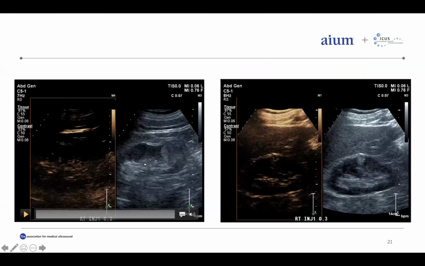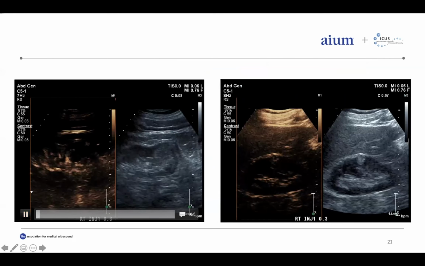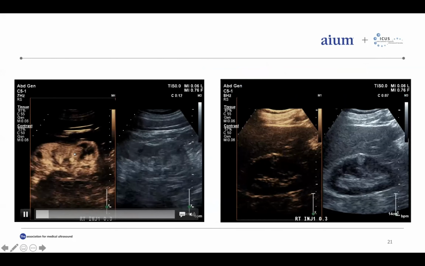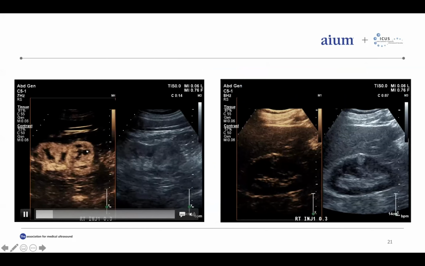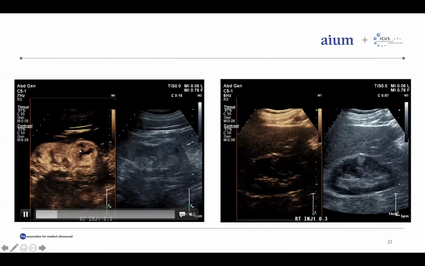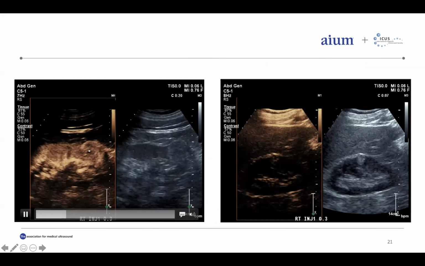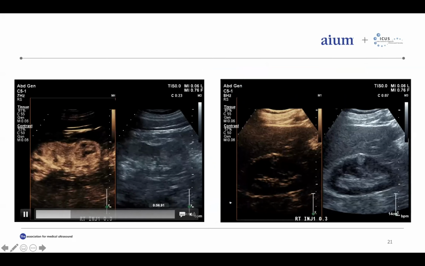And I'll just show you some. So here is an echogenic mass, and we'll start this clip. Here you can see already that there is significant enhancement and it's greater than the cortex. There are some areas here that are central, which are actually necrosis in this cystic renal cell carcinoma.